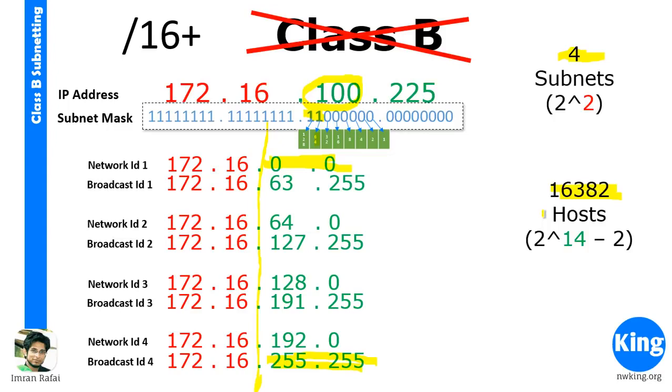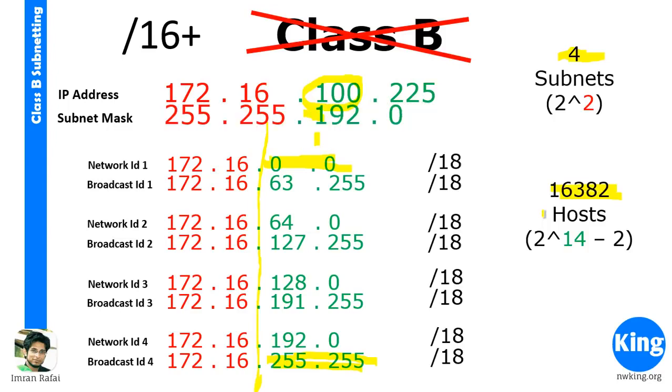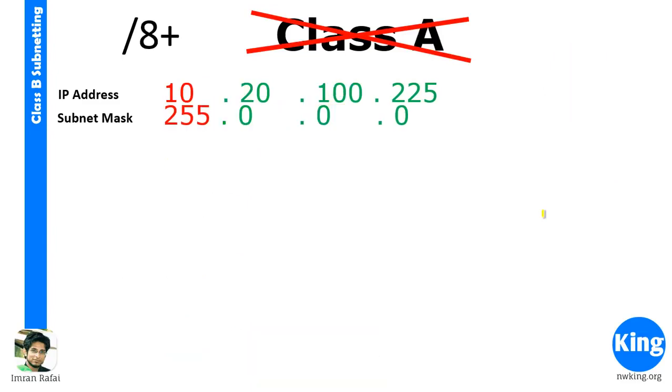Right, to continue, this new subnet mask is 255.255.192.0, and since we borrowed 2 bits, it is /18. Fantastic. Let's get into class A. Again, it's the same concept. All that changes is here the host part is spanning 3 octets. In class C, the host part spanned only 1 octet. In class B, it spanned 2 octets. In class A, it spanned 3 octets.